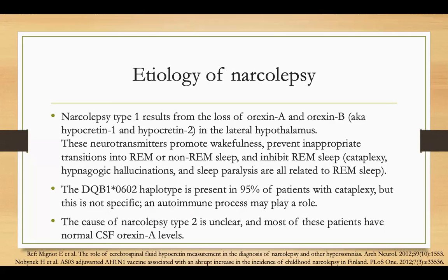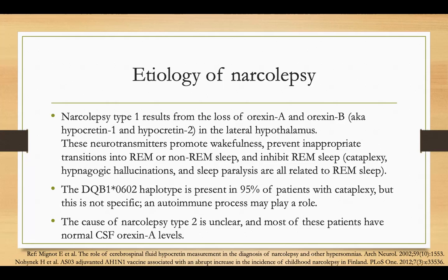As for the etiology, narcolepsy type 1 has been well studied. It results from the loss of orexin A and orexin B, also known as hypocretin 1 and hypocretin 2, in the lateral hypothalamus. These neurotransmitters promote wakefulness, prevent inappropriate transitions into REM or non-REM sleep, and inhibit REM sleep. Remember that cataplexy, hypnagogic hallucinations, and sleep paralysis are all related to REM sleep.